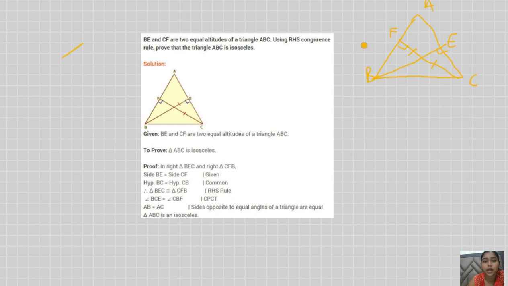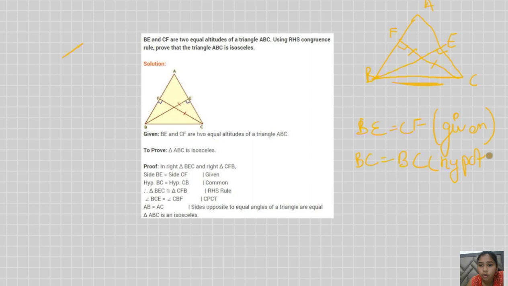So look at the question here. What we have to prove is that ABC is isosceles, so we have to prove that AB equals AC. First of all, BE is equal to CF. That's already given, that the two altitudes are equal, right? Then the hypotenuse: there is a hypotenuse BC in both of them, so BC equals BC, that is, the hypotenuse is common.